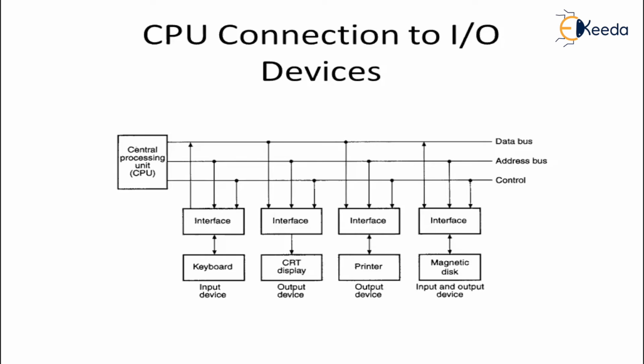The same instructions are followed in the case of your printer, where the instruction from the data bus goes directly to the interface. Address bus also gets directly connected to the interface, and control bus also gets directly connected to the interface. And the printer as an output device is bidirectional because it is communicating with the interface. In the case of your magnetic disk, the interface is bidirectional with the data bus, the address bus is unidirectional, and the control bus is also unidirectional.